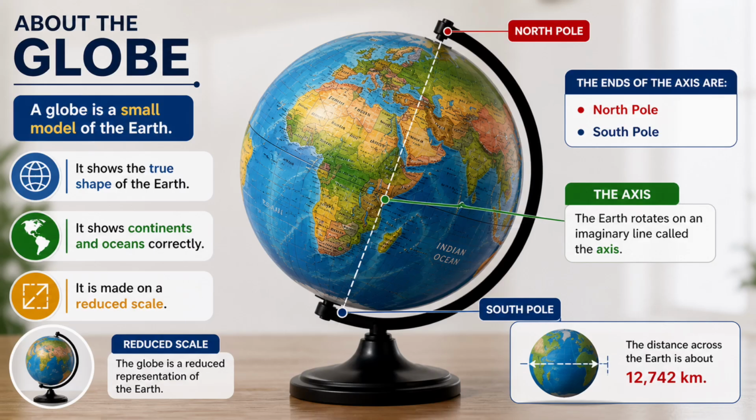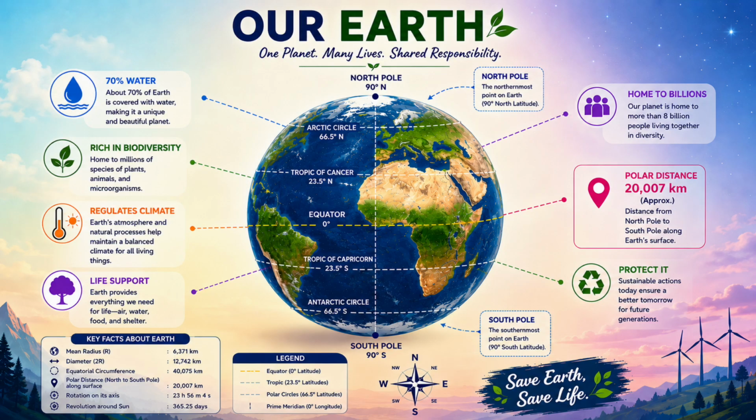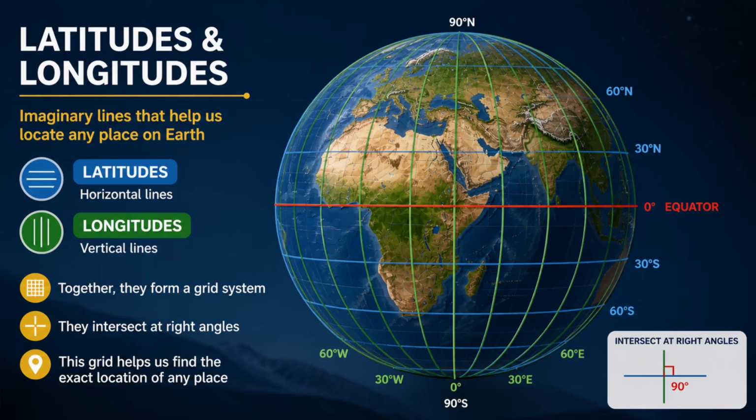First, we look at the globe. A globe is a small model of the Earth. It shows the true shape of the Earth. It displays continents and oceans correctly, and it is made on a reduced scale. Now, we will understand an important point. The Earth rotates on an imaginary line called the axis. The ends of the axis are the North Pole and South Pole. The distance across the Earth is about 12,742 kilometers.